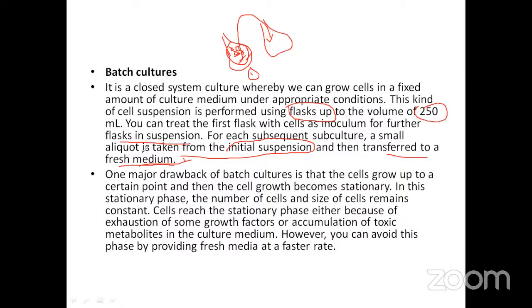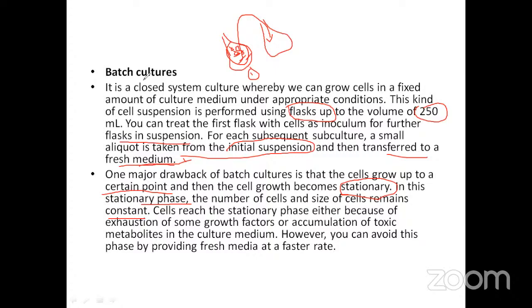Here, the major drawback of the batch culture: cells grow up to a certain point, but not completely, just to the development of biomass. Finally, death occurs. And then cell growth becomes stationary. Finally, it's stationary, stable, or maybe death occurs also. In this stationary phase, the number of cells and size of cells remain constant.